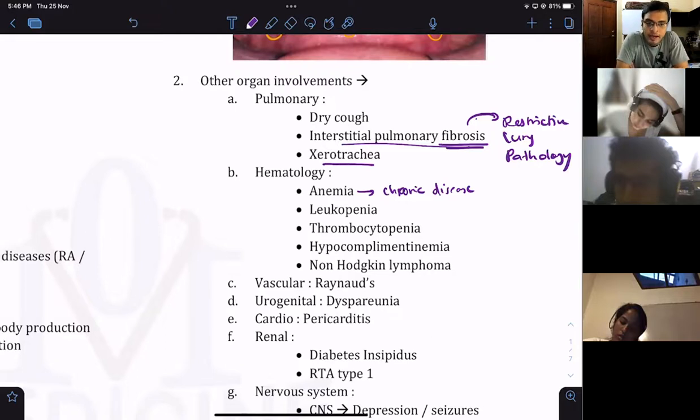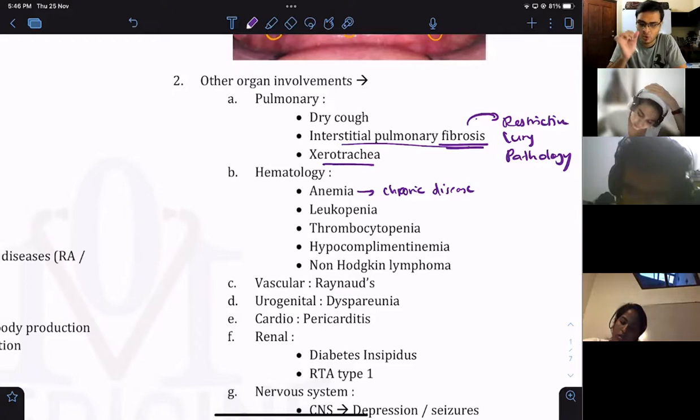Then again, leukopenia, thrombocytopenia, hypocomplementemia. These all can be there, guys. These are generally in autoimmune conditions. We have all of these things happening. Non-Hodgkin lymphoma is a little bit of a different story. This one has a close association with Sjogren's, guys.